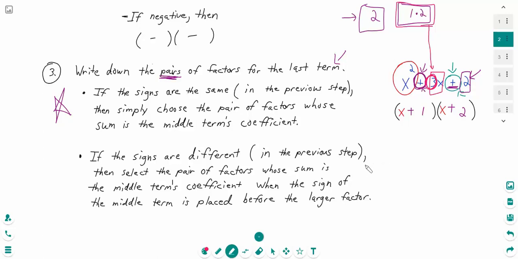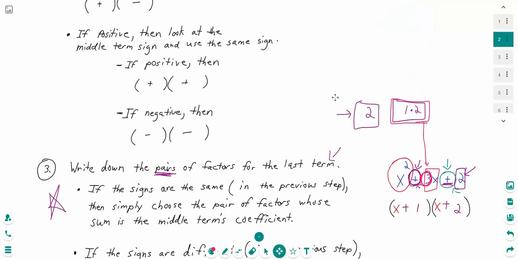Okay? Now, this may seem a little intimidating at first. Don't be afraid of it, though. Once you get into a rhythm here and you've done enough of these, a lot of this work you'll find you'll be able to do in your head. Okay? But it is very important to take it step by step and follow this 3-step procedure to get back to the binomial, which in this case is x plus 1 times x plus 2.